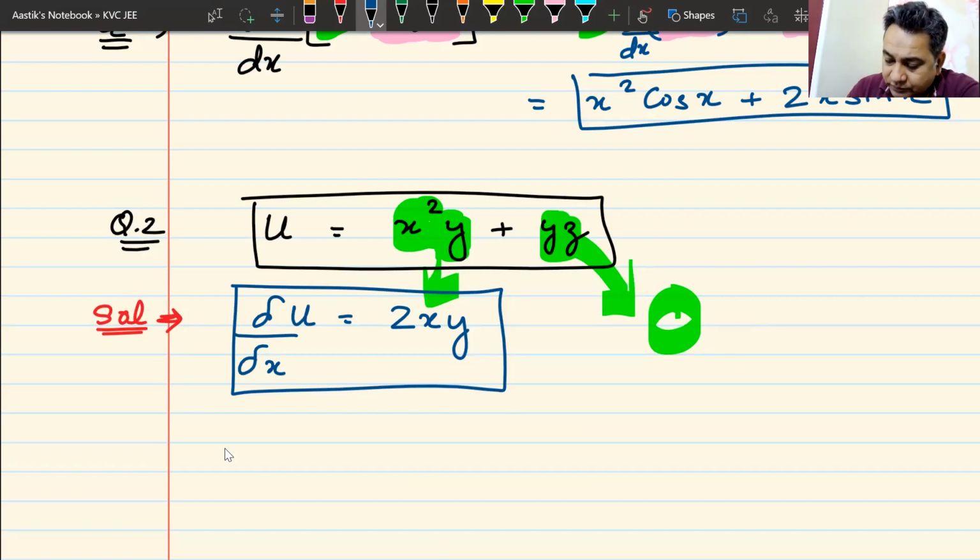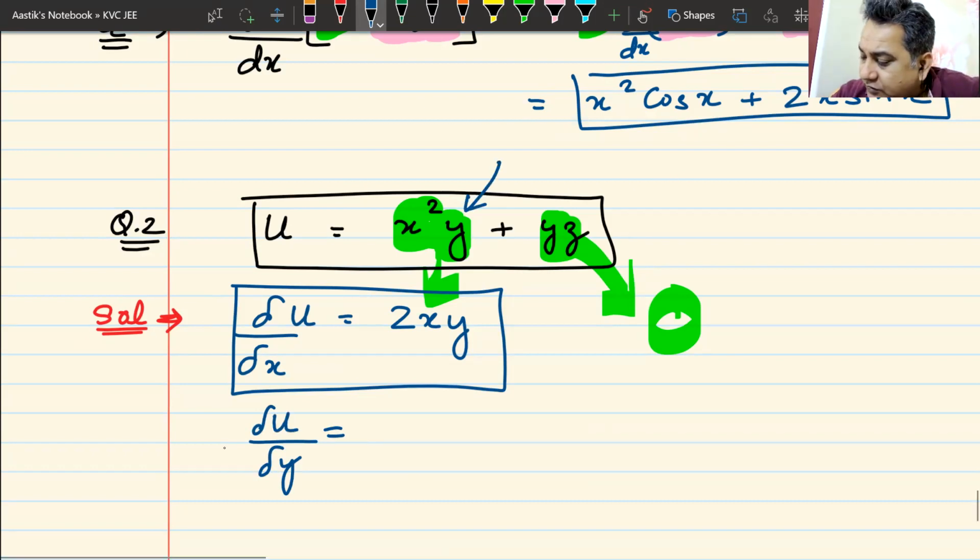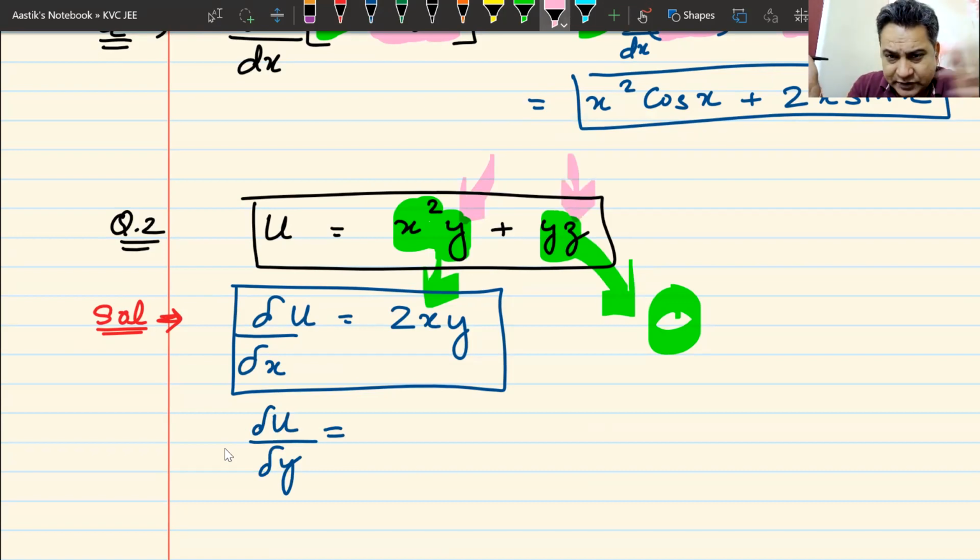Okay. Now, let us move on to calculate the partial derivative of u with respect to y. Again, I have two terms. One is x squared y. Okay, let me use a different color pen. One is x squared y. I have to calculate the partial derivative of this. Then the other one is yz. I have to calculate the partial derivative of this. Again, in these two terms, there is a multiplication: x squared and y is one multiplication, y and z is one multiplication. So I have to use the multiplication formula.